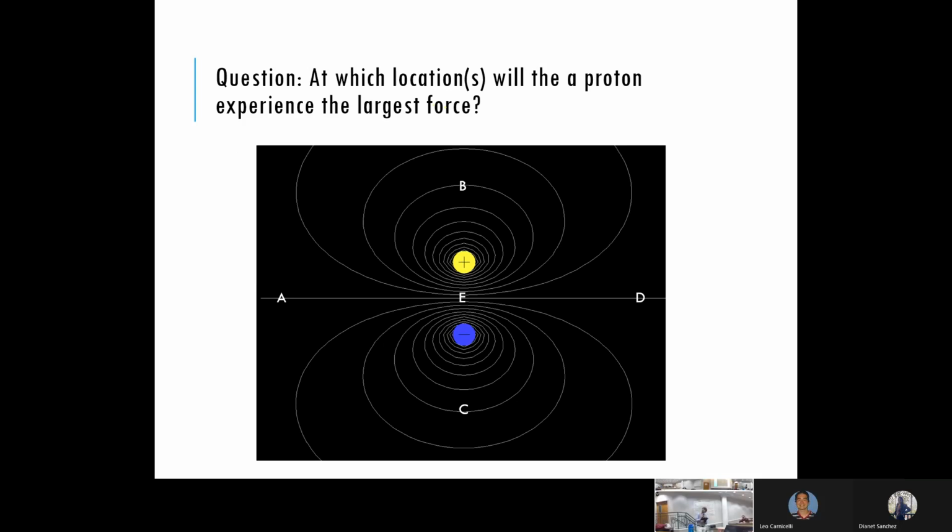Right? Let's do this. Forget about force. Where's the location of the largest electric field? Survey says E, and I said why, and you said the lines are closer together. So you know already that location E has the largest electric field. Keep that in mind. Now come back to this. Which location has the largest force? How do I relate the electric field to a force?